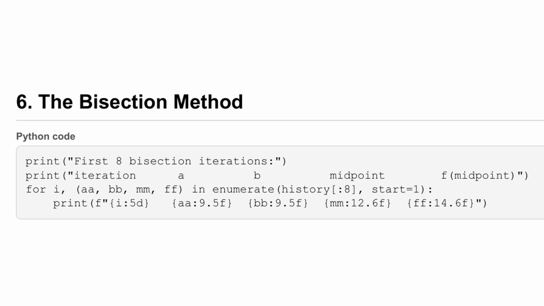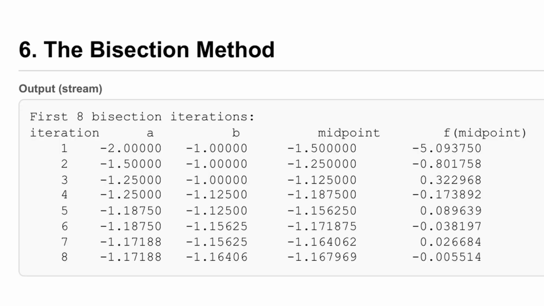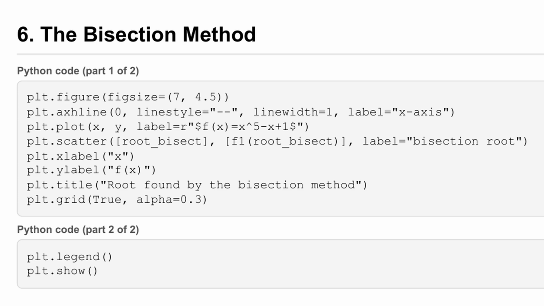To understand how the interval shrinks, we can print out the history of the iterations. This code block will display the first 8 steps, showing the boundaries A and B closing in on the root. In this table, you can see the midpoint jumping back and forth as it narrows the bracket. Each step cuts the search area exactly in half, which is why the method is so reliable even if it is not the fastest. Now we will visualize the result.